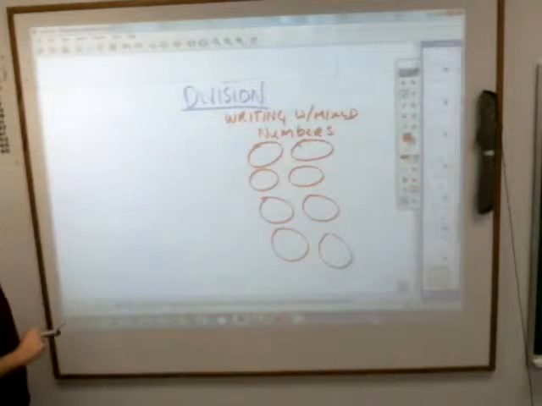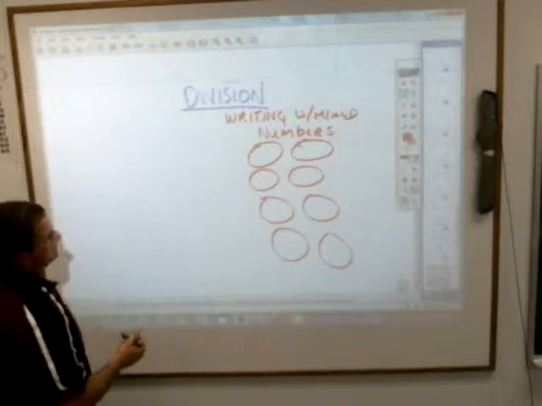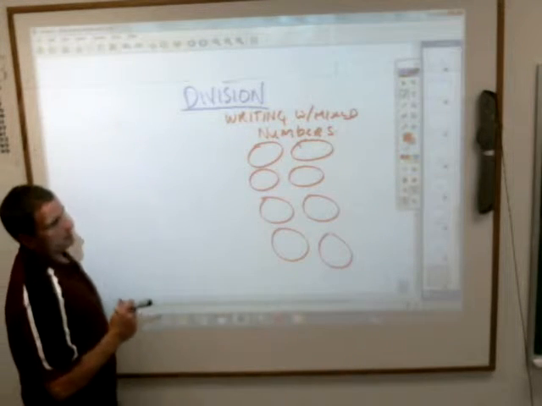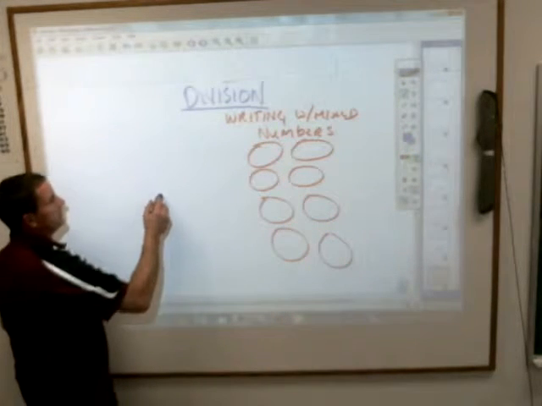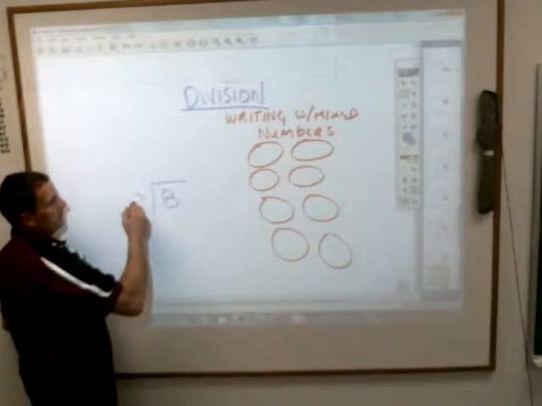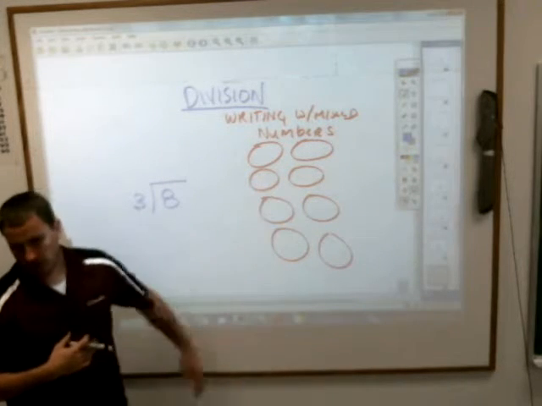Gave him 8 cookies, but I said that he had to share them with 2 other friends, DJ and Emily, so there's the 3 of them. Okay. So he's taking 8 cookies and dividing it into 3 equal groups. Well, let's take a look at that in real life form here.